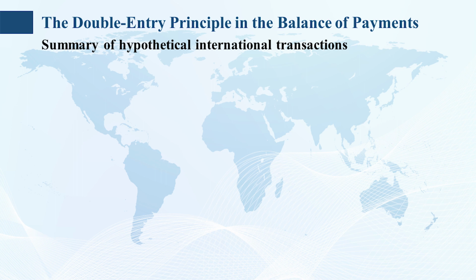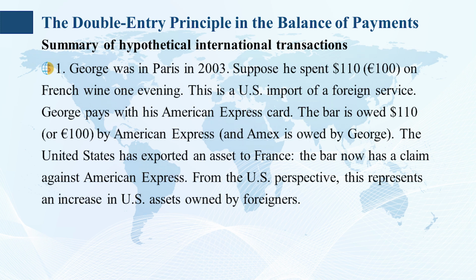Suppose George is a citizen of the USA. Case 1. George traveled to Paris. He spent $110 on French wine one evening. This is a US import of foreign service. George pays with his American Express card.